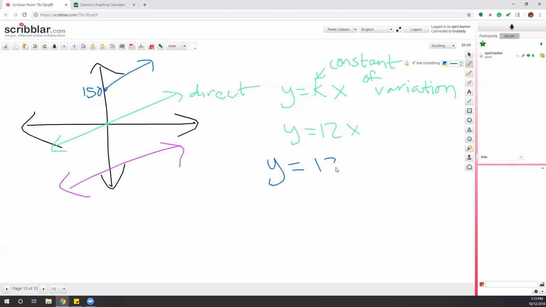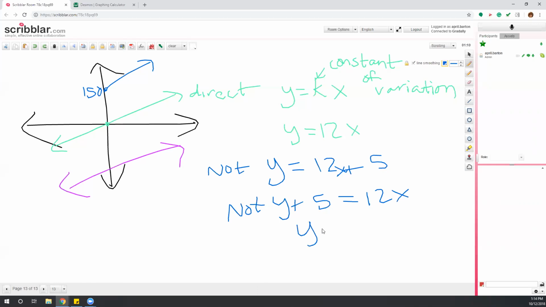So if we had y equals 12x plus 5, not direct variation. If we had y plus 5 equals 12x, still not direct variation. All of this plus 5 would move the graph around and it wouldn't be in the center anymore. Or if you had any subtraction going on, if we had 5 minus 2x, still not direct variation. Or if we had some division with addition going on. Oops, I put the equal sign in the wrong spot.